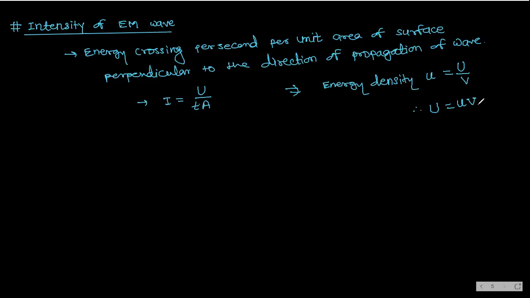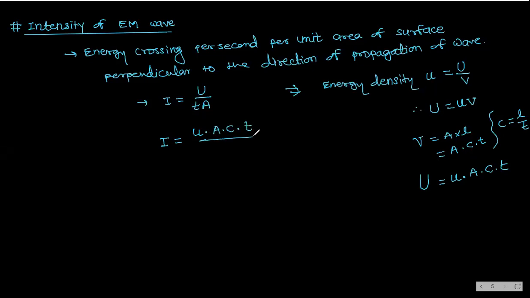Now this volume, I can write as area into length, and this length I can replace by velocity into time. So I'm writing c into delta t, or if you want, you can write t also for our understanding. Velocity into time, because c is equal to L by t. Now I is equal to, let's replace capital U by small u into A into c into t, divided by t into A. This t and this t get cancelled, and this A and this A also get cancelled. So you will get u into c.